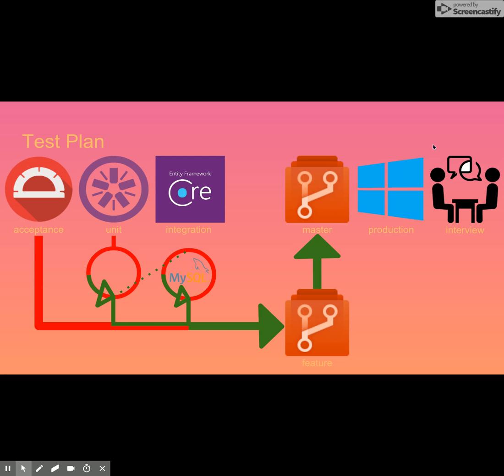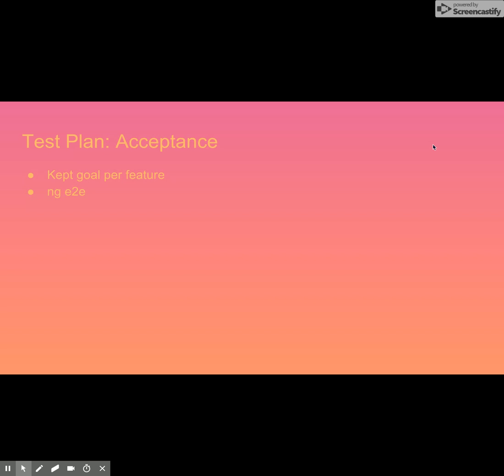Everything else, though, the general framework for testing remained the same, except for, again, that change to Entity Framework on the integration tests. Our acceptance test met its goal. We had a goal of an acceptance test for every feature, and that stayed. You can run those with ng e2e. That's Angular's end-to-end testing, which is what we use for our acceptance tests. Still used Protractor, by the way.